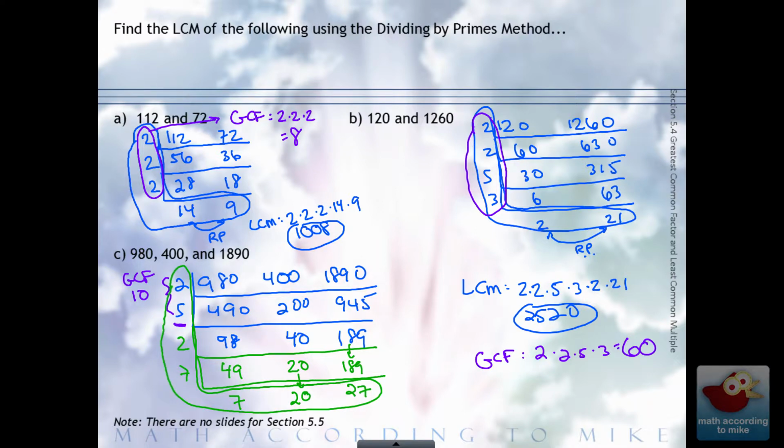I'm out of room here. Let me do this. All right, so the LCM for part C would be 2 times 5 times 2 times 7 times 7 times 20 times 27. Suspense is killing me. 2 times 2, I'm just double checking. 5 times 7 times 7 times 20 times 27. I got 529,200.